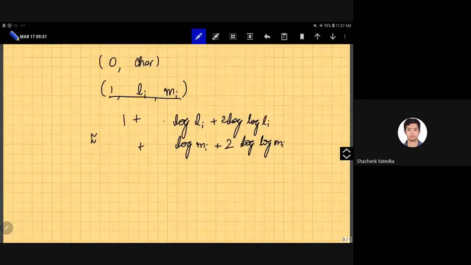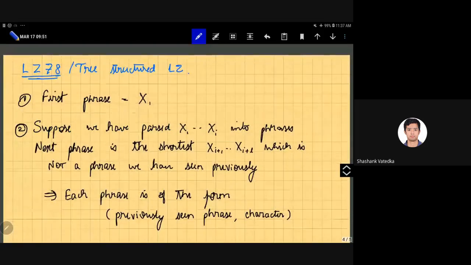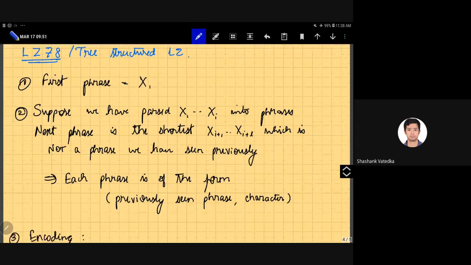Okay. So now let's see the other Lempel-Ziv algorithm, which is called LZ78. This is also sometimes called tree-structured Lempel-Ziv, because it has the interpretation of constructing a tree. I'll come to the tree interpretation later on, but the way you parse the sequence into phrases is the following.